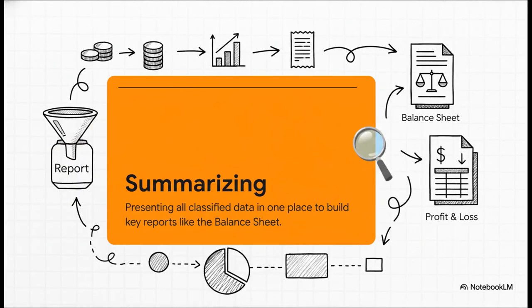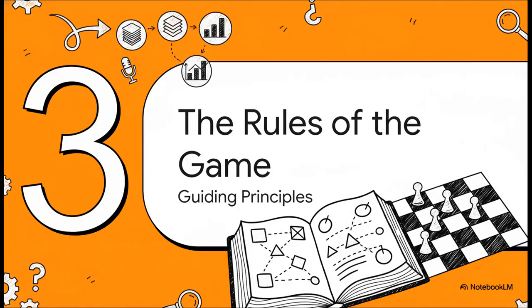So once everything is recorded and nicely classified, you summarize. This is where you take all that organized data and pull it together to see the big picture. Think of it like this. Summarizing creates the super important reports like the profit and loss statement, did we make money, and the balance sheet, what do we own and what do we owe. It's how you go from a giant list of transactions to a clear, at-a-glance view of how the company is really doing.